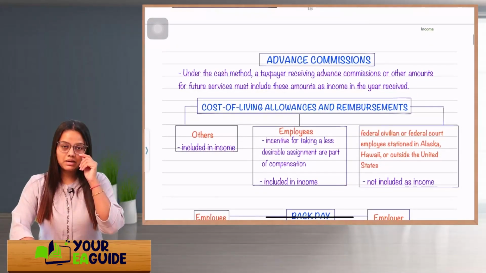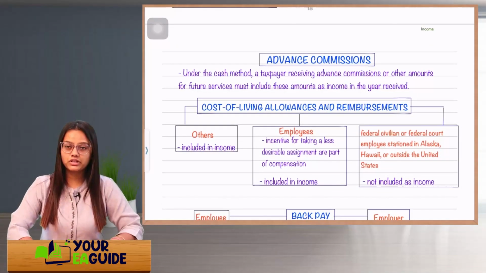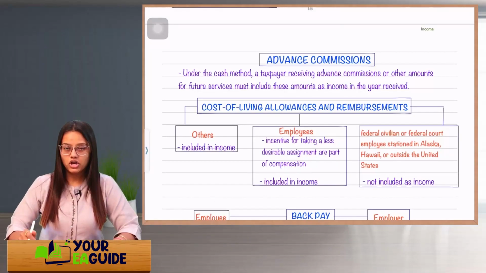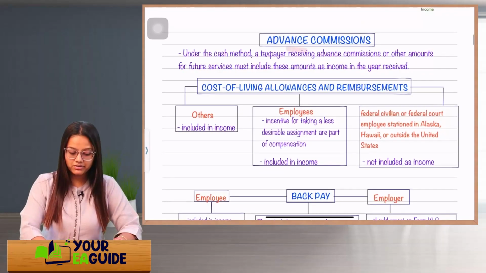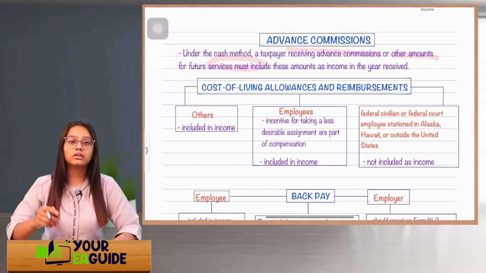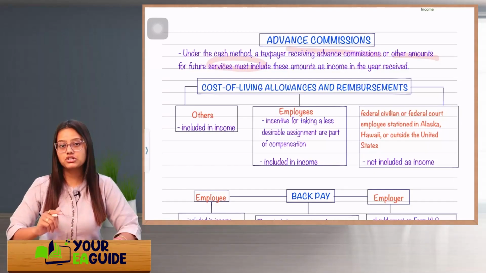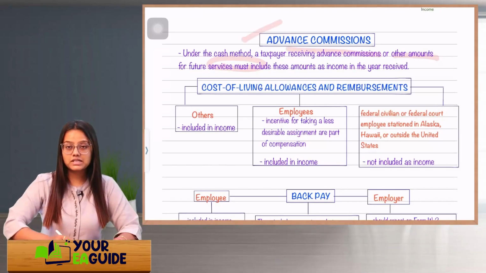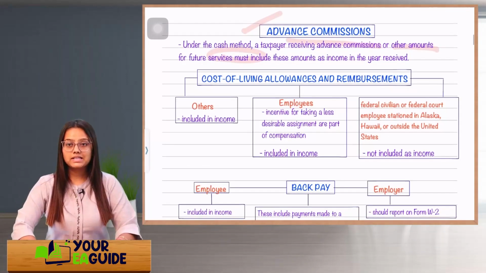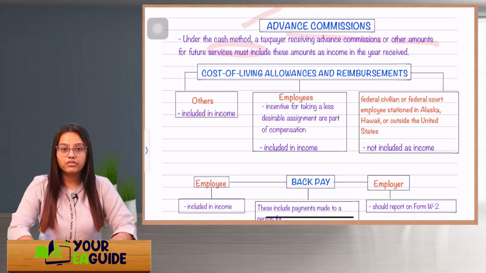Next is advance commission. Whenever you receive an advance commission, it depends on whether the person is using the cash method or the accrual method. Under the cash method, a taxpayer who receives advance commission or any other amount for future services must include it in income in the year it is received. If a person is using the accrual method, they will not record any advance commission unless their services are accrued.